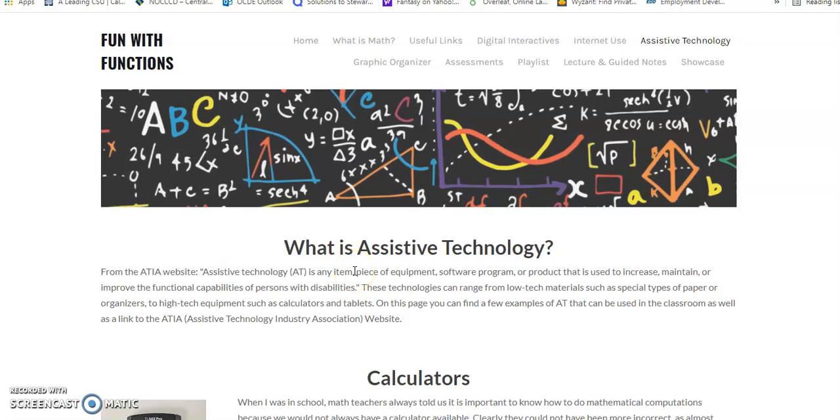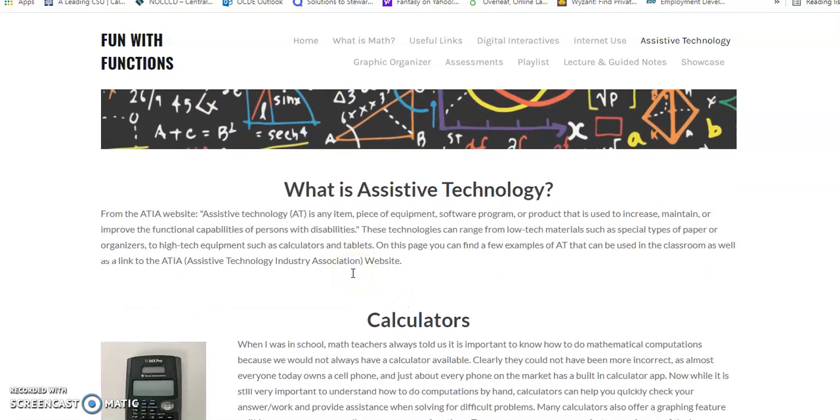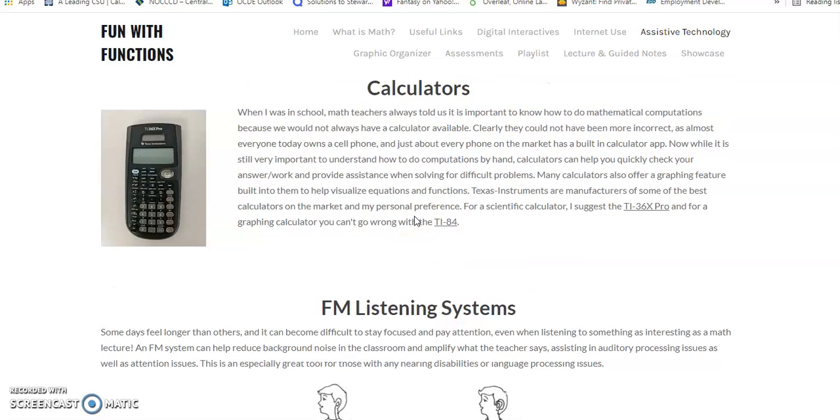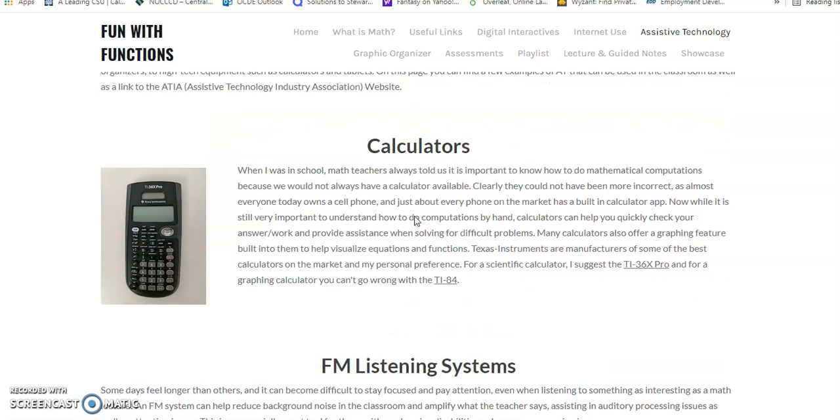For the assistive technology section, I chose to showcase calculators and the FM listening systems. It's funny because when I was in high school, it was before the rise of smartphones, and we were told we had to learn computations, how to do them without a calculator because we wouldn't always have one in hand, which I find funny, seeing as now not only do we have a calculator on us at all times, we also have something that can take a picture of an equation and solve it.